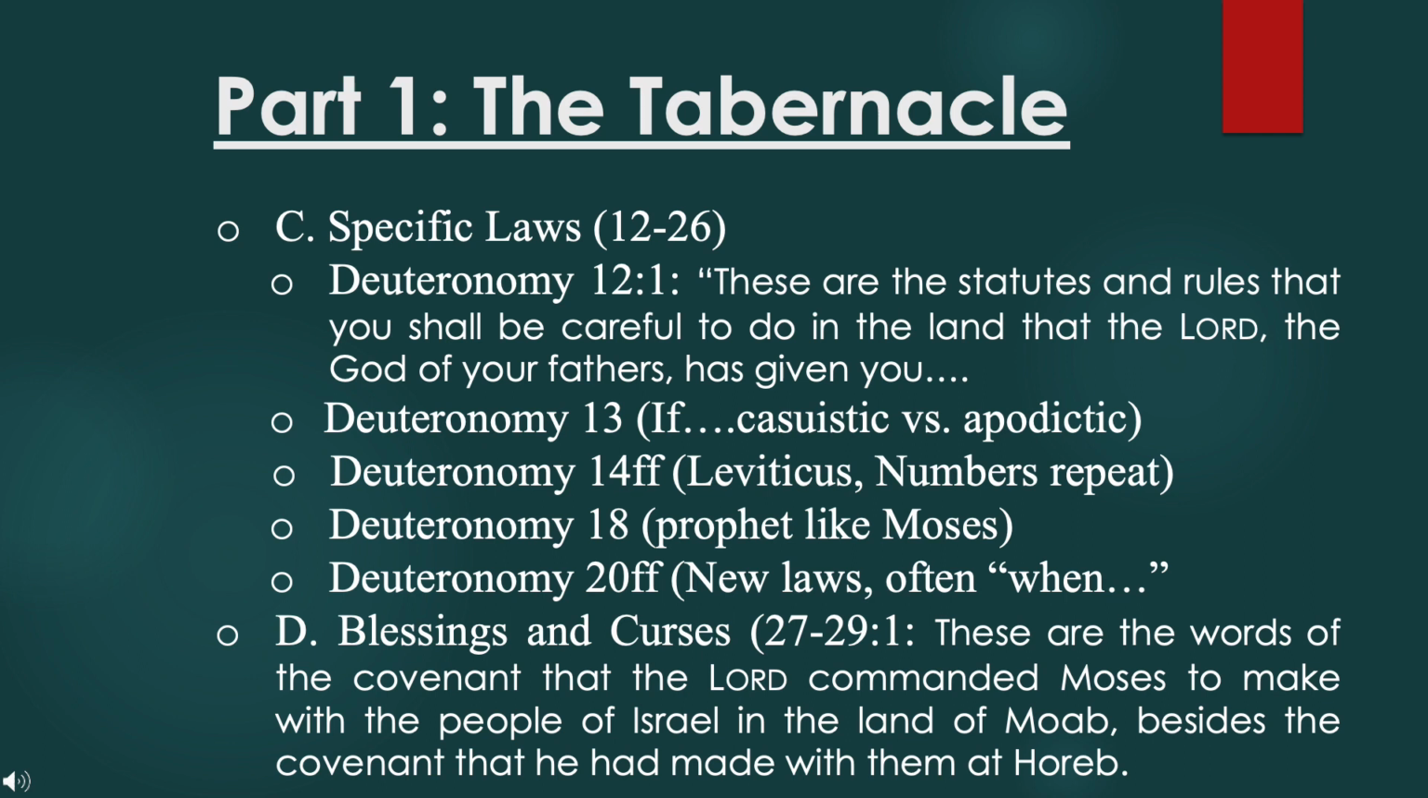Chapters 27 through 29 not only conclude the covenant, but they also talk about the curses, all the things that are going to get poured out on Israel if they disobey, but also the blessings for obedience, as well as hints at the unconditional nature of God, that he is going to do for Israel what he's promised to do, even if they disobey and are sent away to a foreign land.